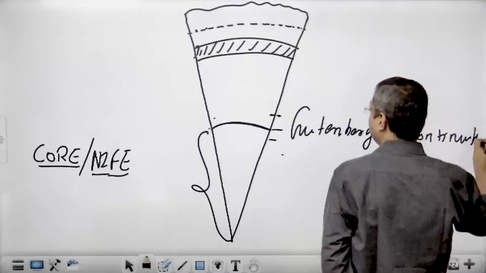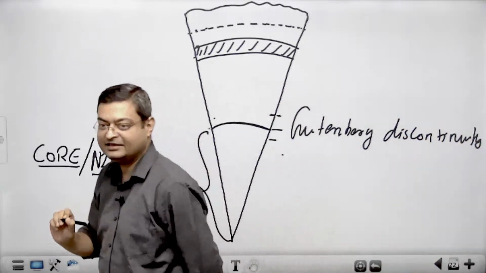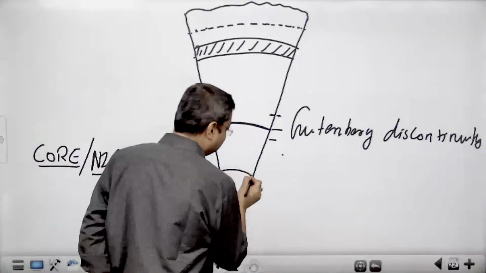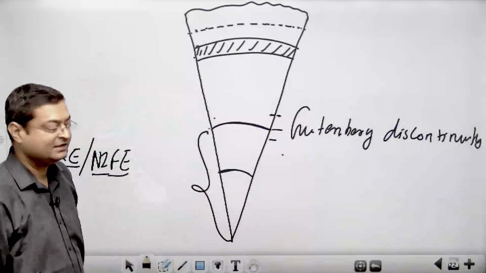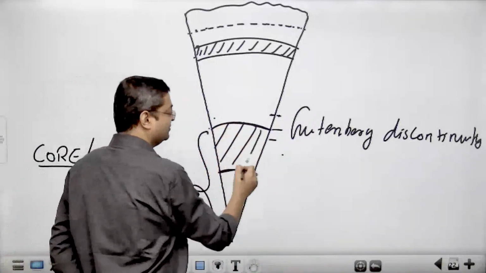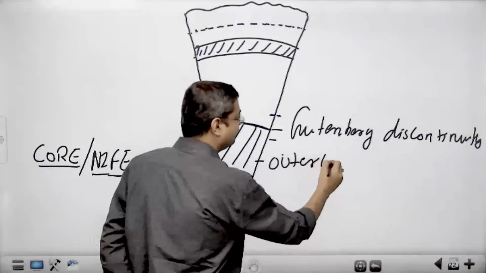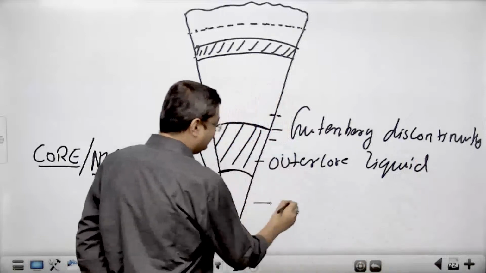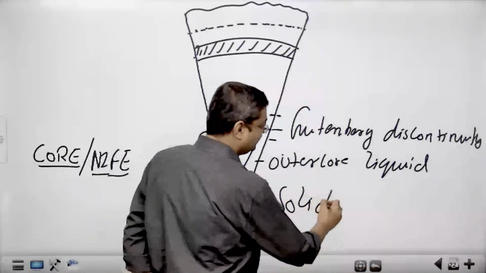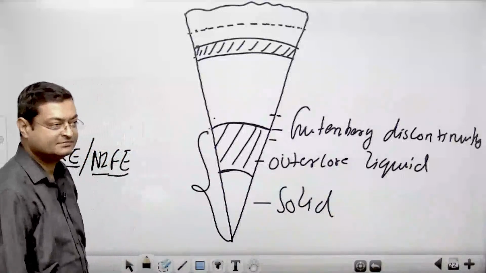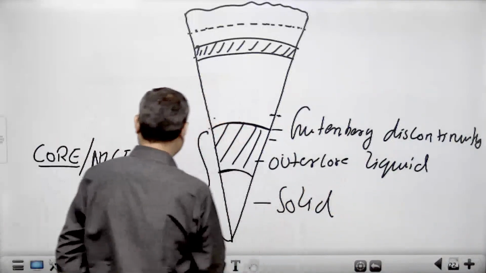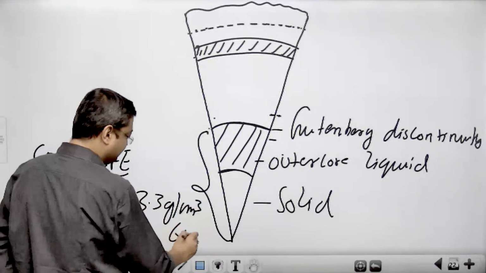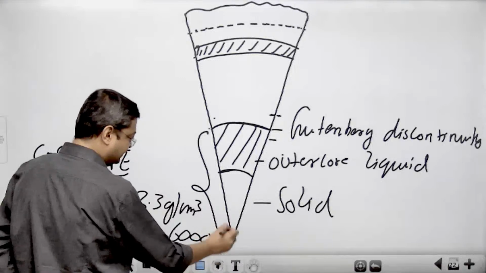discontinuity. Now remember, from here there is no presence of S wave. So your core was again subdivided into two parts. That means your outer core is liquid and your inner core is solid. That's it. The average density is 13.3 gram per centimeter cube. Temperature 6000 degrees centigrade.